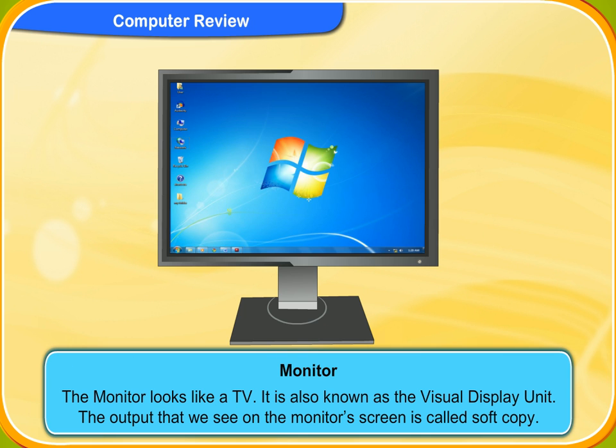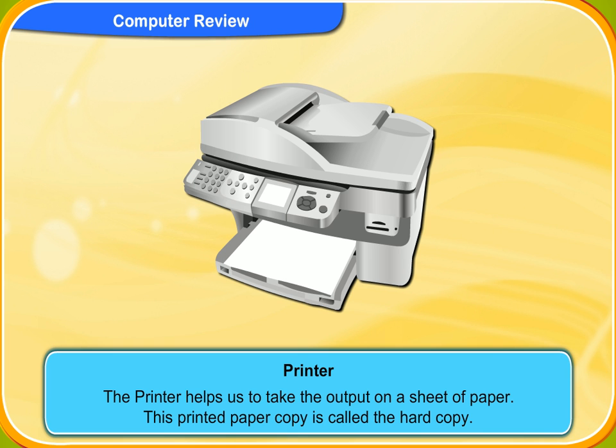The monitor looks like a TV. It is also known as the visual display unit. The output that we see on the monitor screen is called soft copy. The printer helps us to take the output on a sheet of paper. The printed paper copy is called the hard copy.